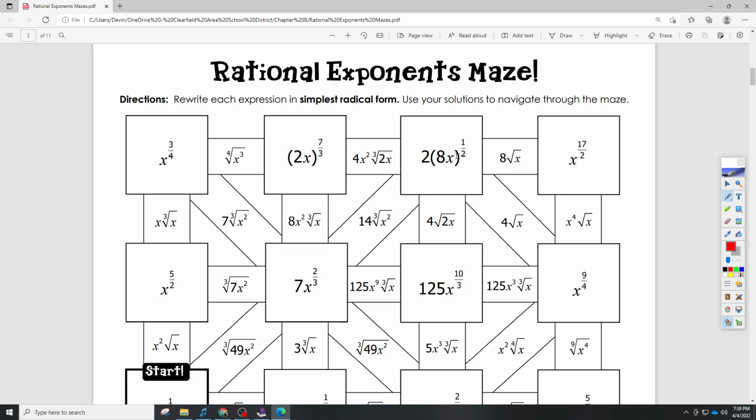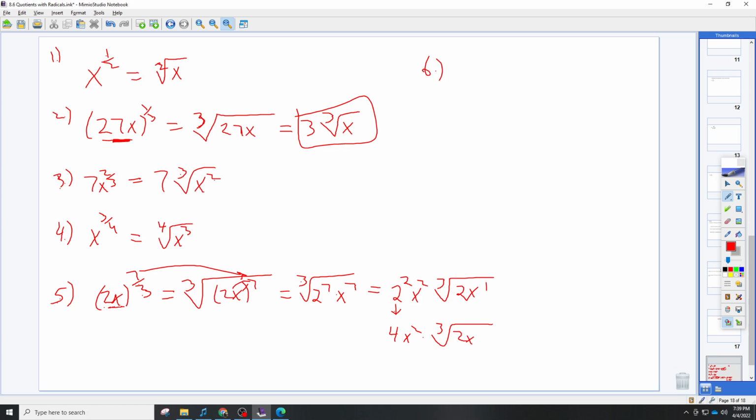All right, we'll do one more. 2 times 8x to the 1/2. Now this one actually has a 2 on the outside of the parentheses, and the 8x is on the inside of the parentheses. So you have to make sure you write that down correctly. So this is number 6.